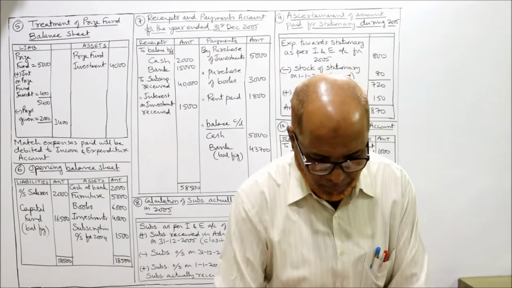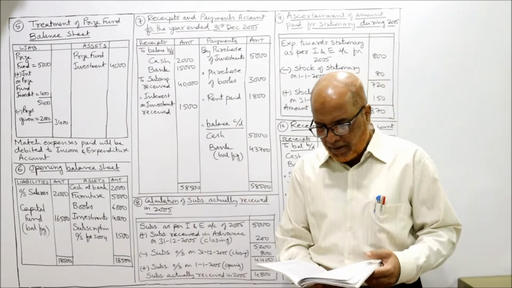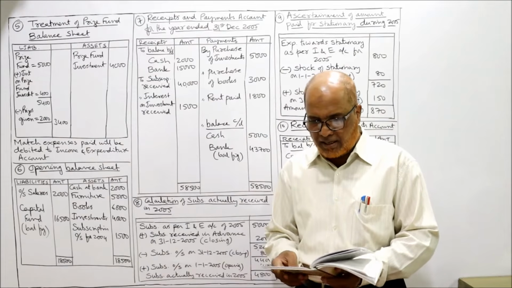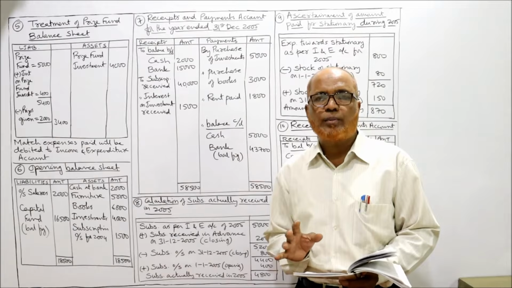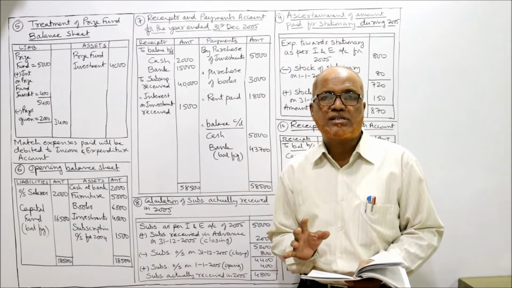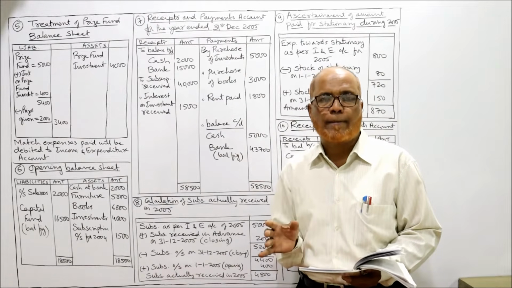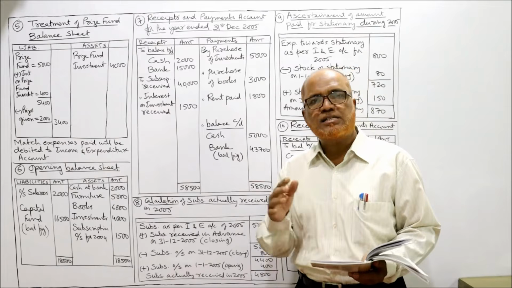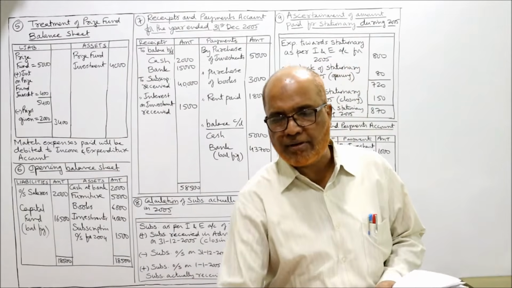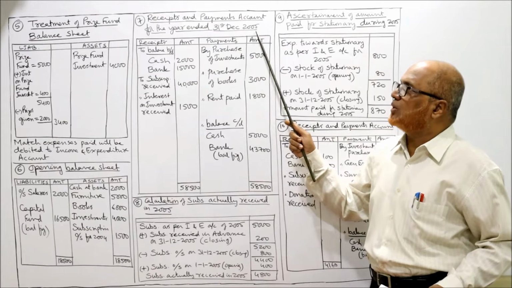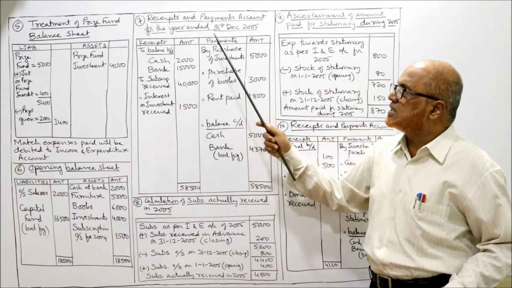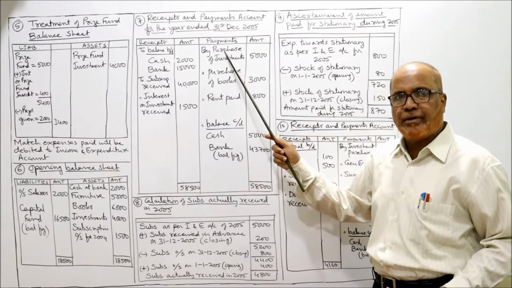Now see the 7th problem. Prepare receipts and payments account for the year ending 31st December 2005. In this problem we are required to make the receipts and payments account. It's just like a cash book. Debit side we take all receipts, credit side will take all payments. Now see, receipts and payments account for the year ended 31st December 2005. Debit side receipts, credit side payments.